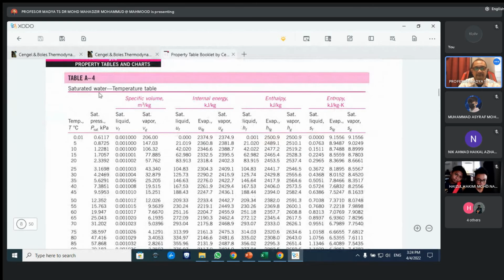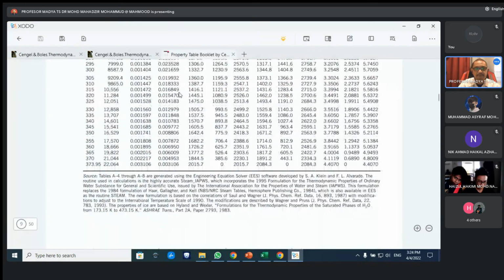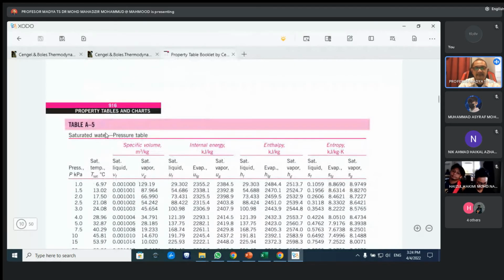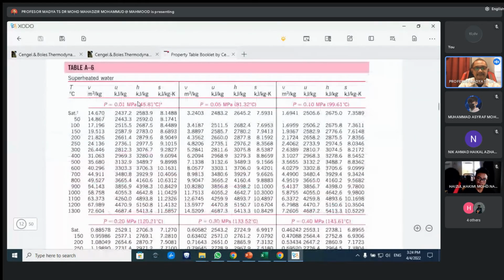Okay, A4, as I mentioned, is for the saturated water. That means for the mixture region. Also table A5 for the compressed liquid region. Table A6 for superheated. That means for the vapor region, or the gas state, where the phase of the substance is in the gas phase. Only then do you use superheated water here.